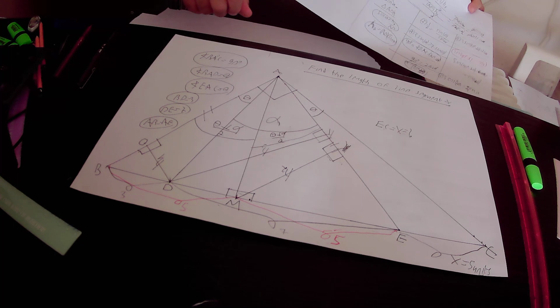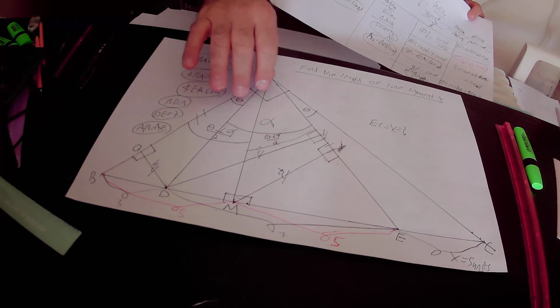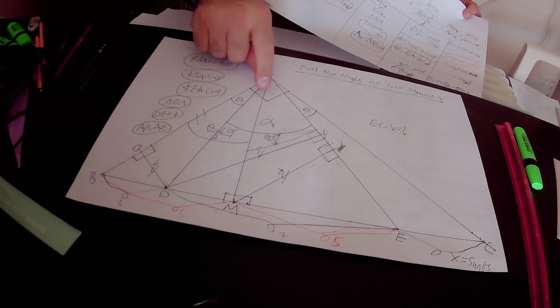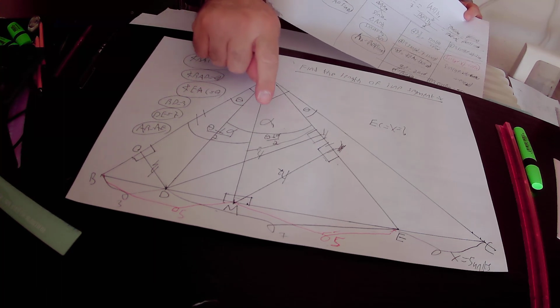Then we focused on the right triangle ADK. In this triangle ADK, we know that sine alpha equals H2 over AD.